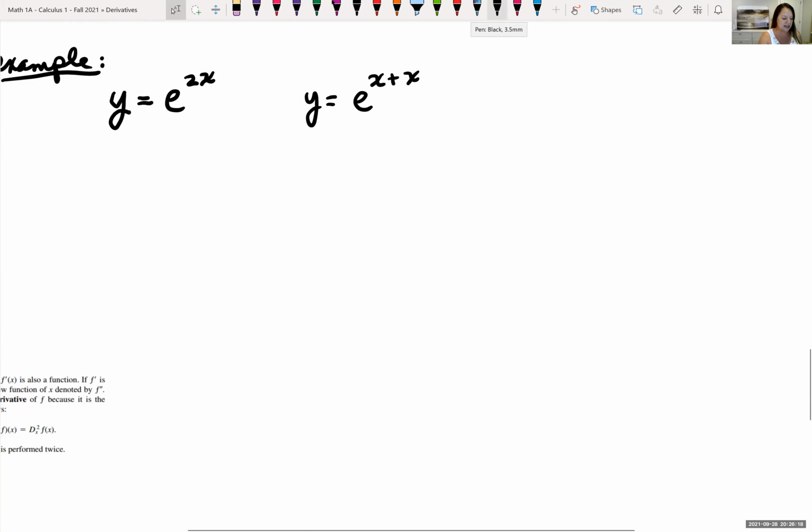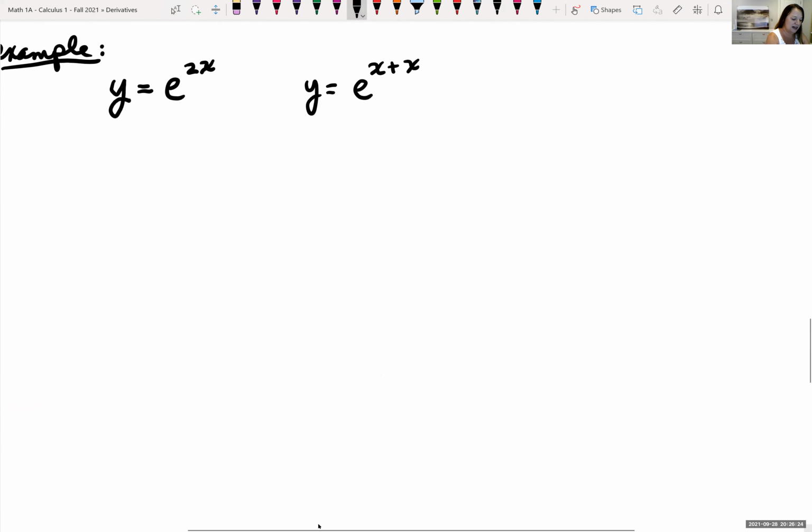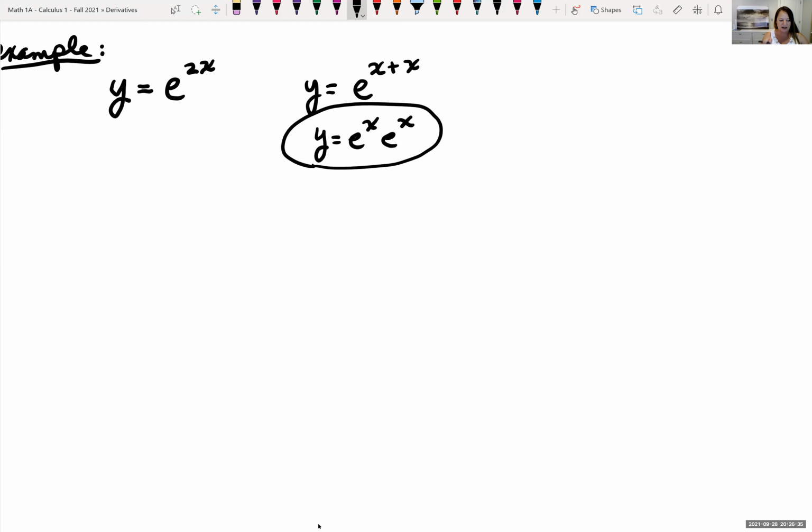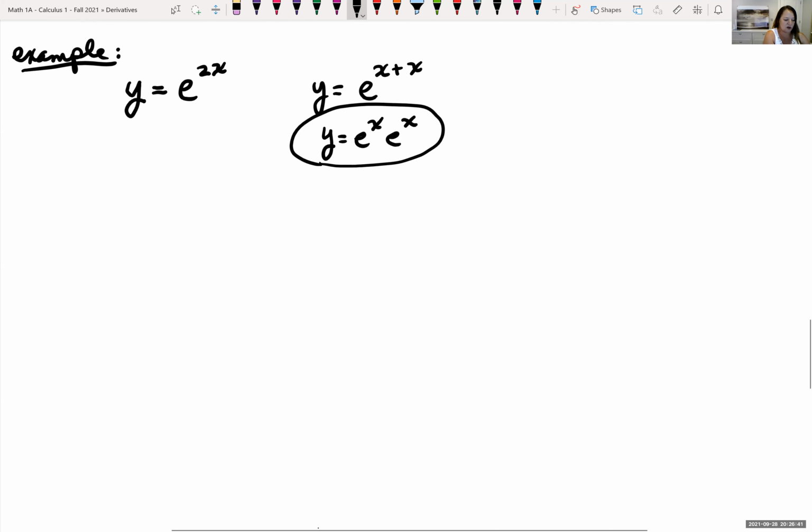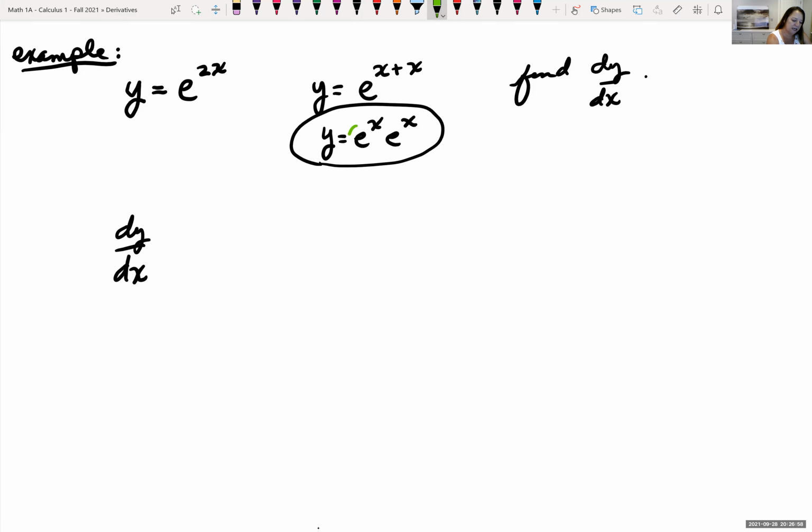And remember, when we added exponents, that was like multiplication, same base. And so here this is the same thing as y is equal to e to the x times e to the x. Kind of going backwards from what we normally would do. Normally we had multiplication, same base, we would add our exponents. Okay, so now knowing that, we can use our product rule.